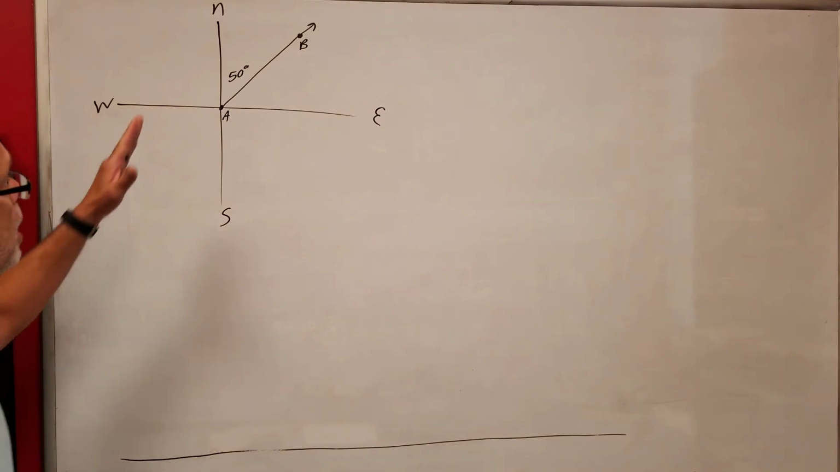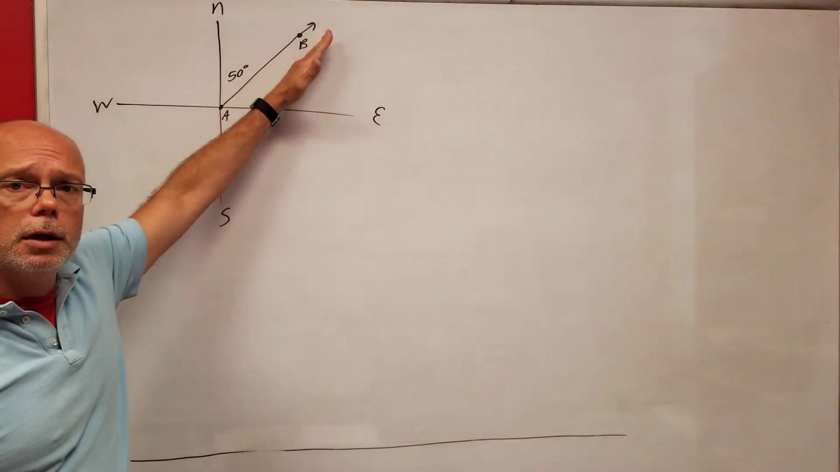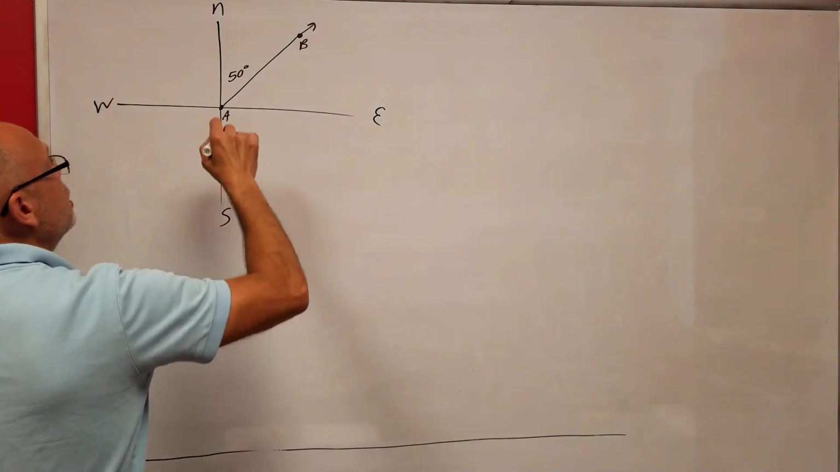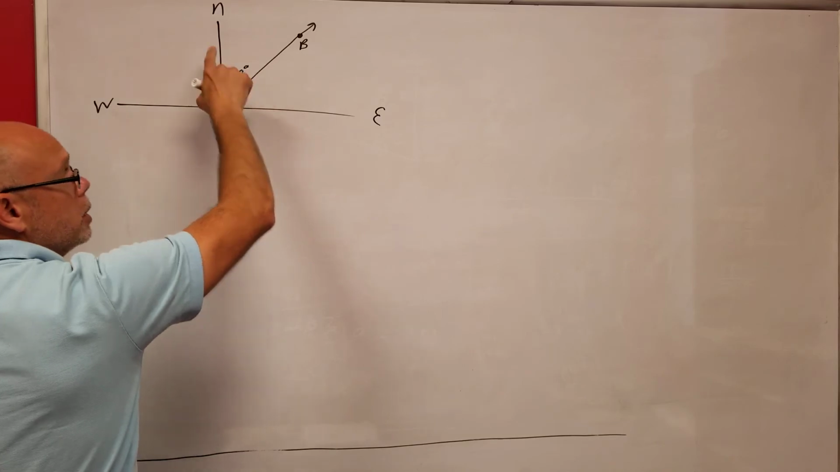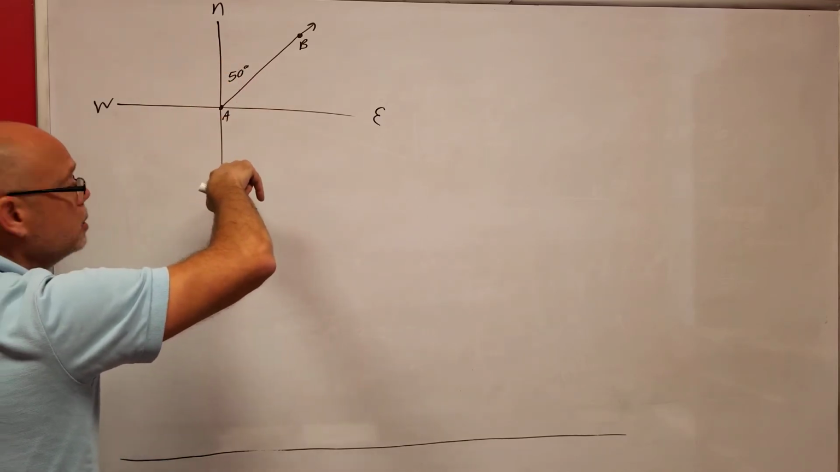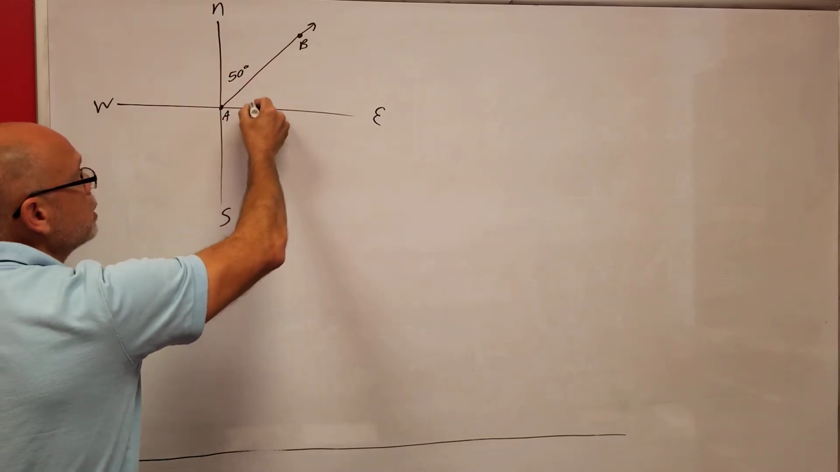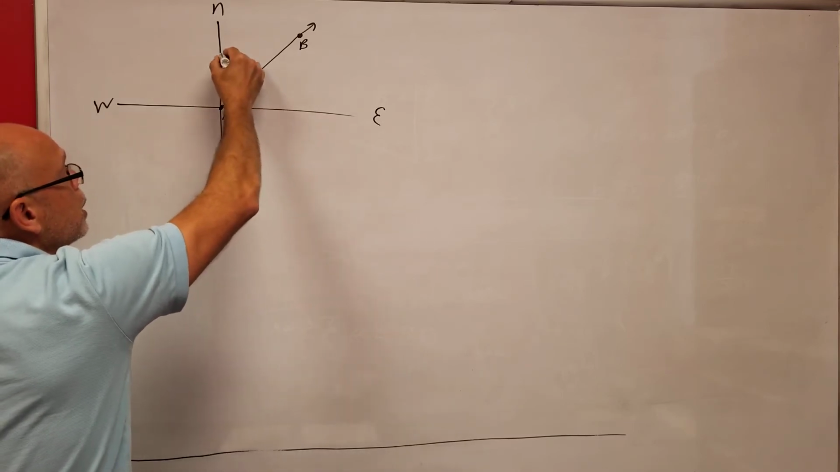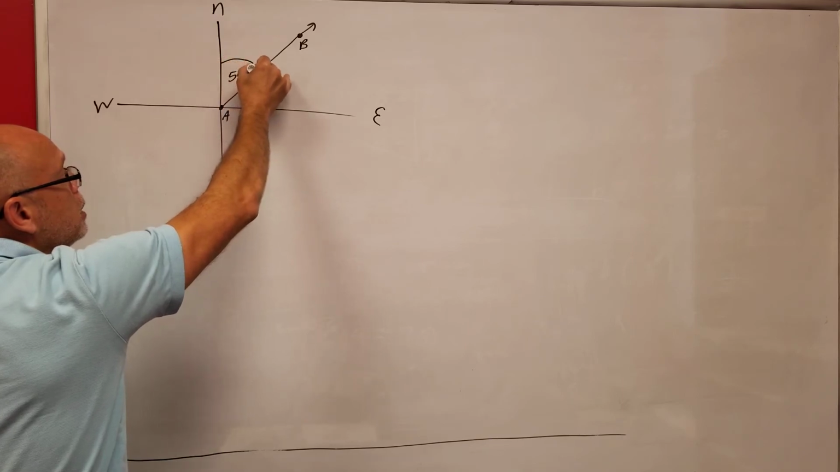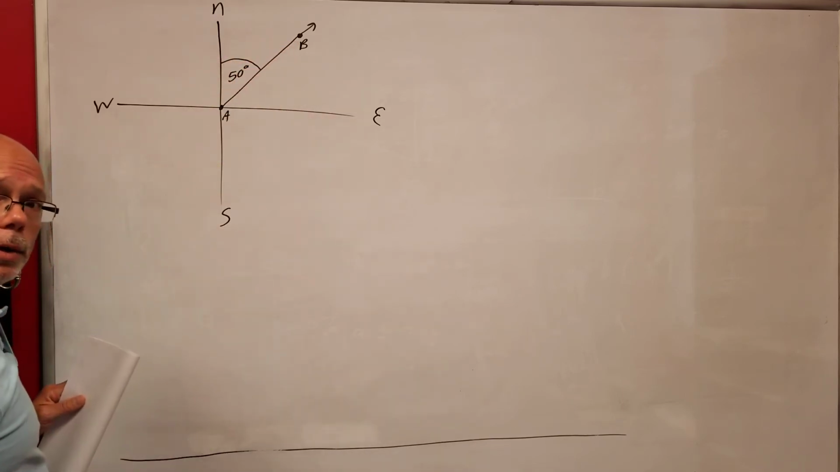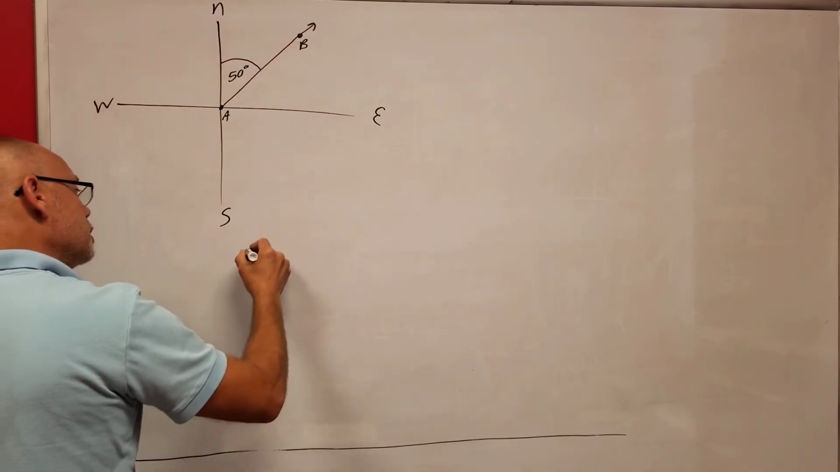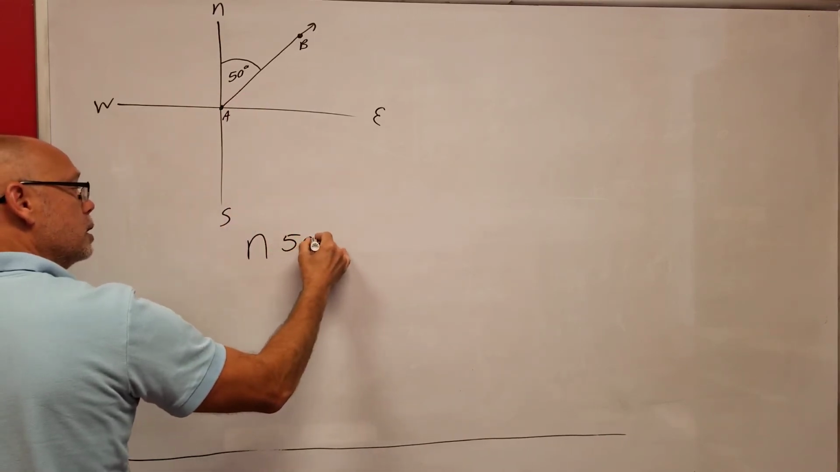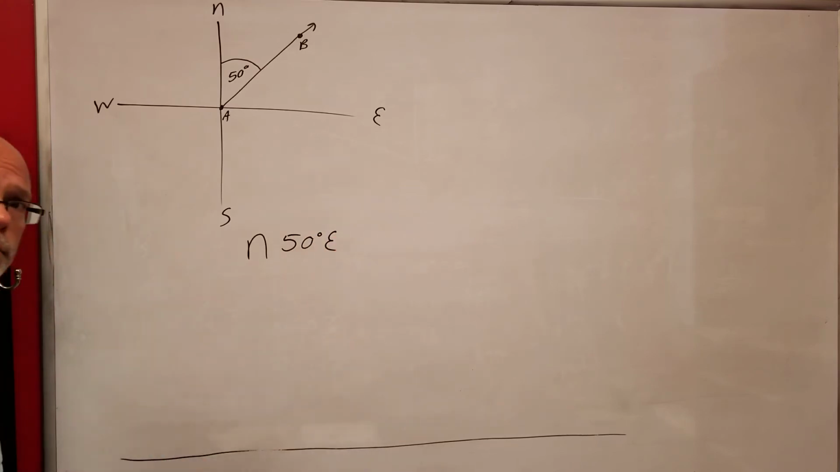Now, this object's traveling northeast, right? But the bearing, the way they do it in this book, is the acute angle between the ray and north or south. If I go between the south and this ray right here, I don't get an acute angle. But if I go from the north to this ray, I get an acute angle, right? The way we denote this is we use the north direction first, then we put 50 degrees in between, then we put east.